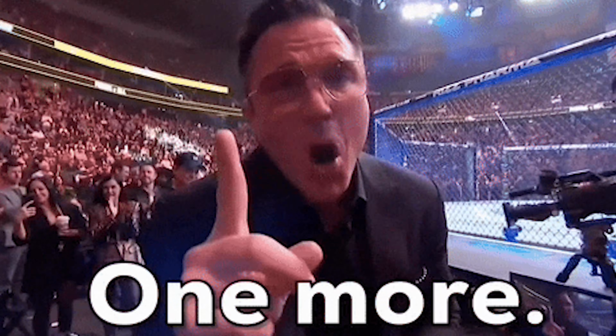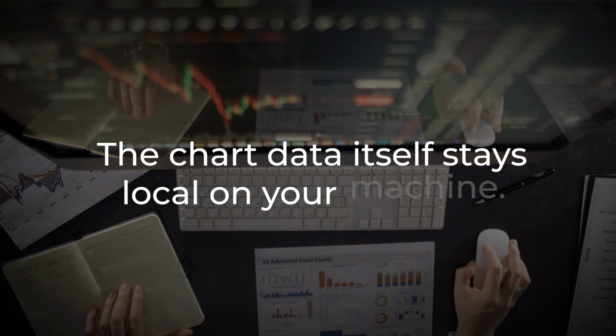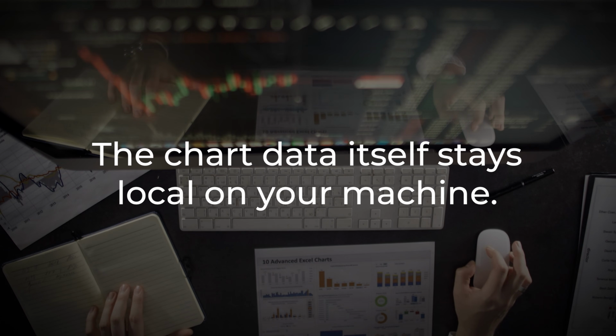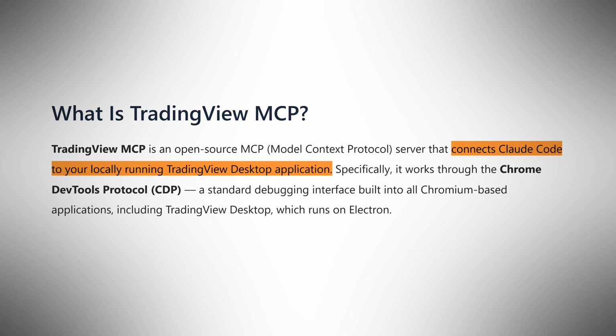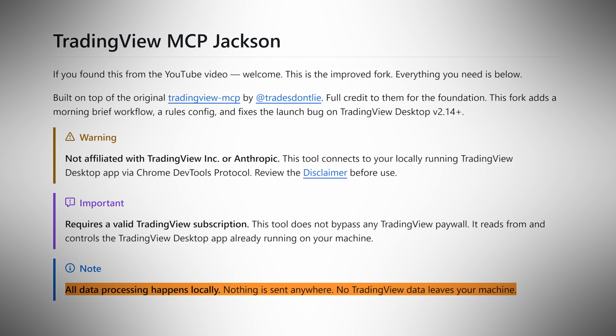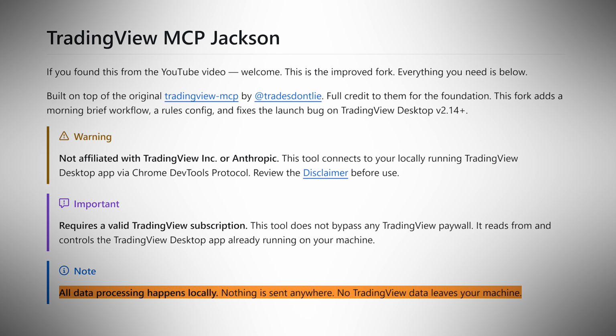And there's one more thing worth stating plainly because it's the credible move. The chart data itself stays local on your machine. Claude's reasoning still runs through Anthropic's API, so the data you're analyzing does pass through their servers as part of the conversation. But the bridge isn't shipping your charts off anywhere on its own.